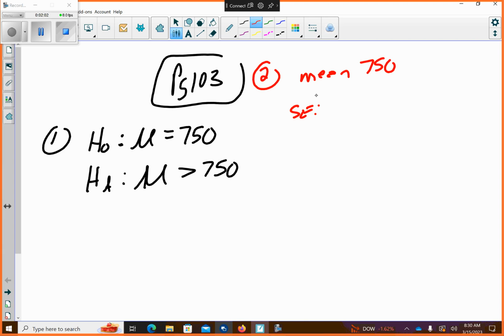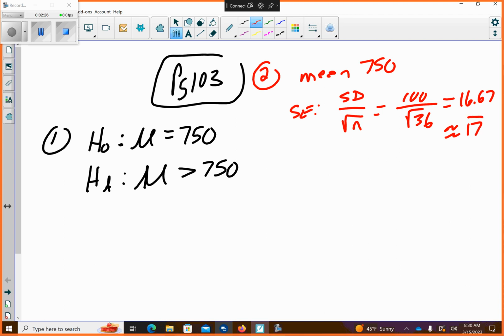Oh. So you have a standard deviation they gave you. Remember, standard error is standard deviation over the square root of n. So they gave you standard deviation being 100 over square root of 36. So that comes out to roughly 16.67. So we'll just round this to 17.